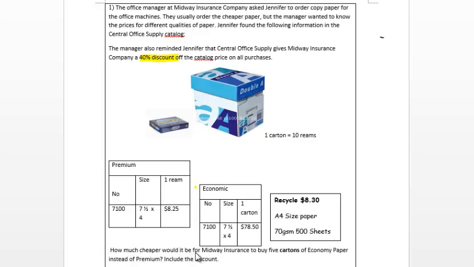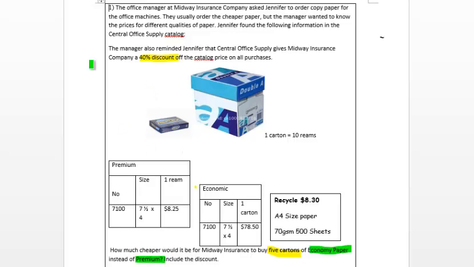How much cheaper would it be for Midway Insurance to buy 5 cartons of economic paper instead of premium? Okay, let's highlight this important information. Let's read the question again. How much cheaper would it be for Midway Insurance to buy 5 cartons? Now they wanted to buy 5 cartons of economic paper instead of premium paper. So we need to compare two qualities of paper. First is the economic paper, and secondly is the premium paper.